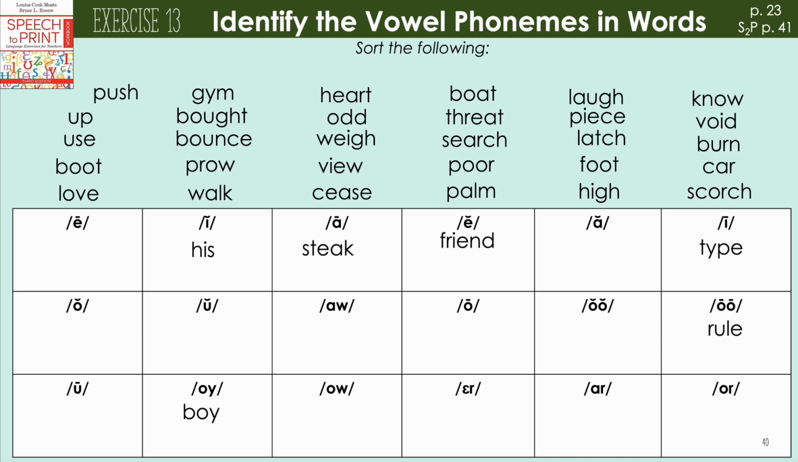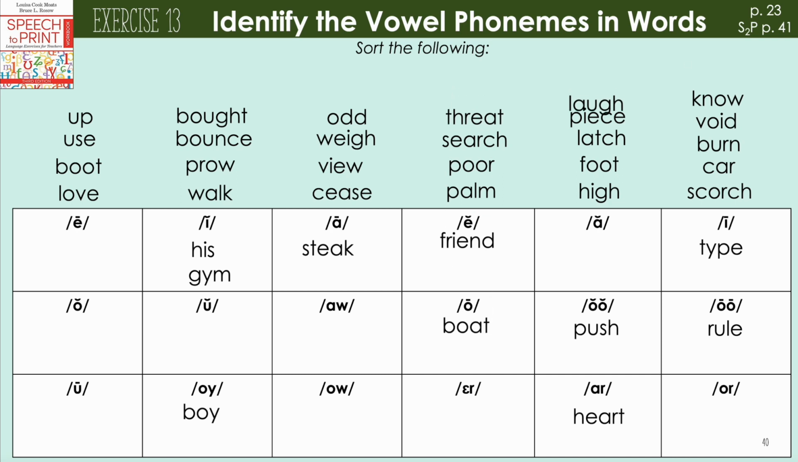Okay, hopefully you paused if you needed more time. So let's check them. Let's put push in, the gym goes in that short I, heart goes over in the R box, boat is a long O, laugh is an A, no is also a long O. So if you need to, go ahead and push pause on the video so you can finish all the sorting. I'm going to go ahead and go through the rest of them now and put them into the box.